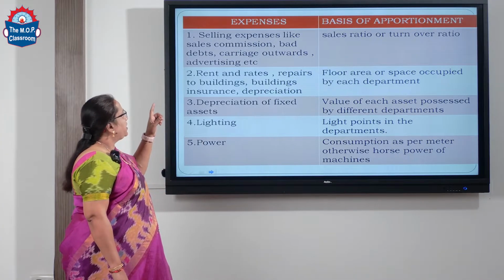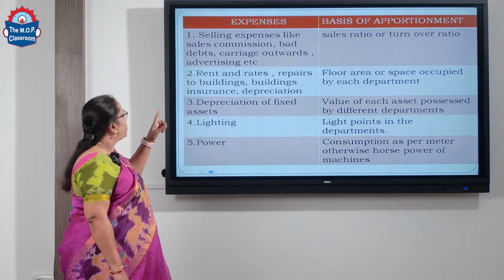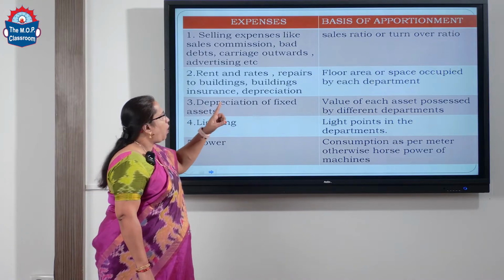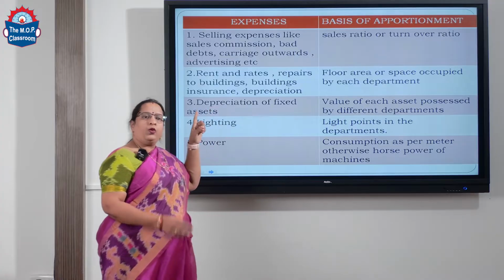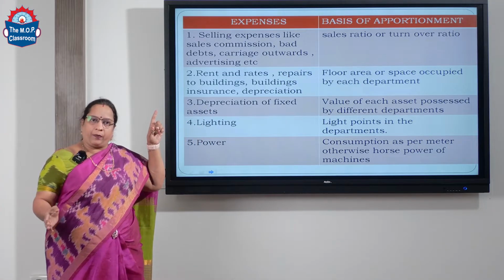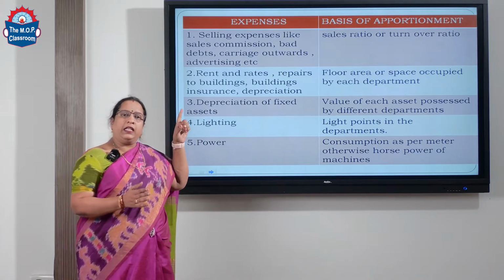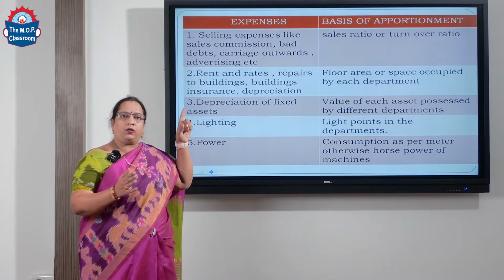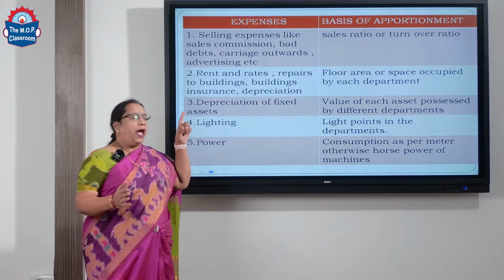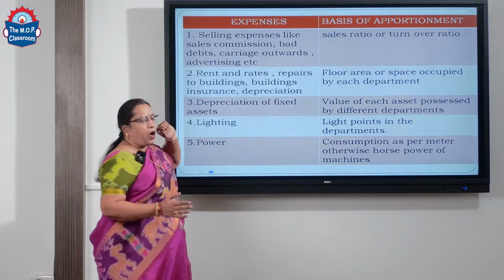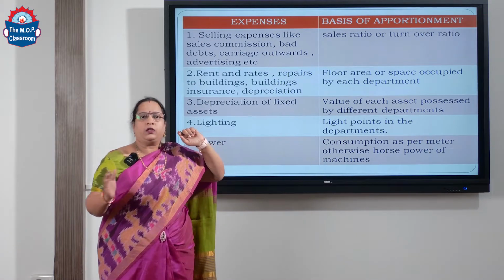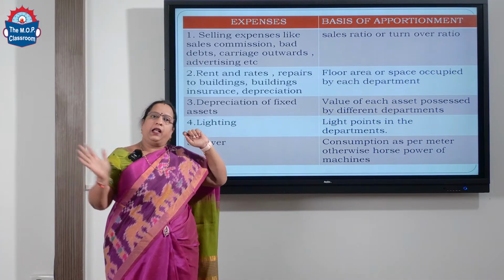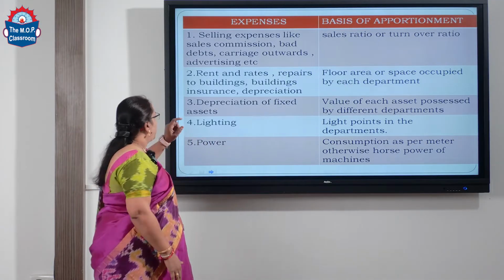So, if it is selling expenses like sales commission, bad debts, carriage outwards, then all those expenses should be allocated on the basis of sales ratio. So, if you have departments X, Y, Z, and they have given you sales of the three departments, let us say 20,000, 30,000 and 40,000, and let us say carriage outward is given as 50,000, it is divided in the ratio of 2:3:4. That's all. Simple as that. That is how you need to allocate the expenses.